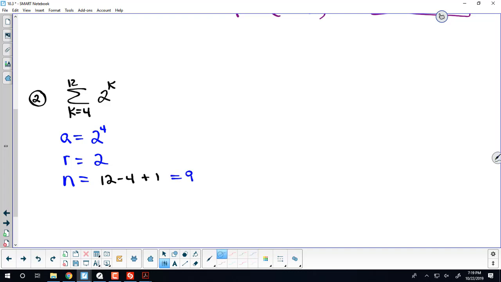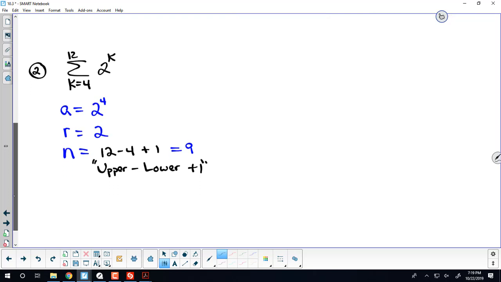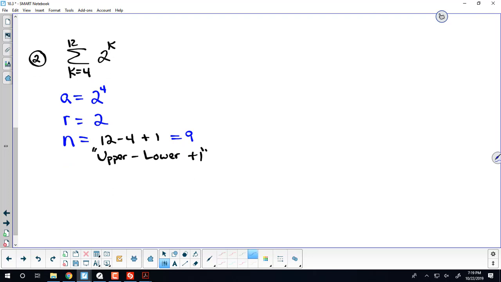So that's how you do it, like I said, if those numbers are further spaced out, you take the upper index minus the lower, and then you add 1. Okay. So we have n equals 9, r equals 2, and a equals 2 to the 4th. Which means we're summing up 9 of those things. We're looking at the nth partial sum, the 9th partial sum here.